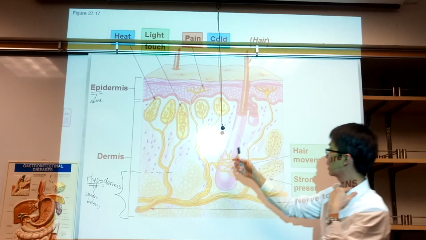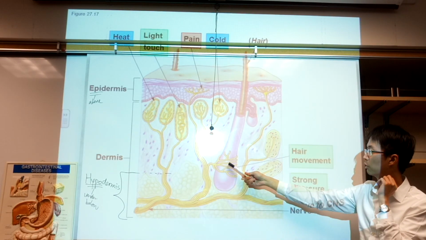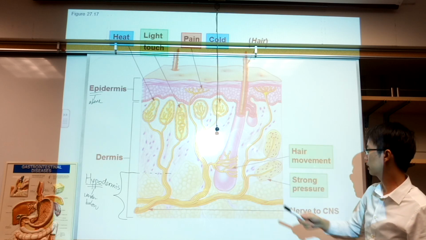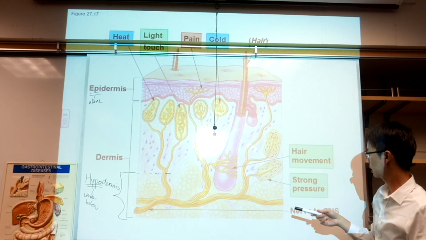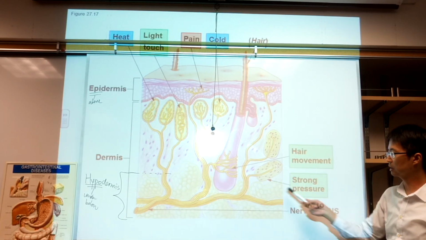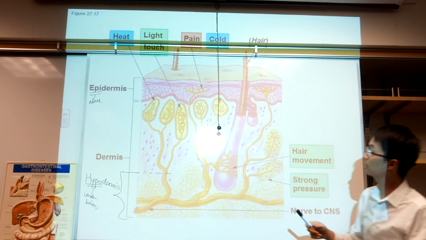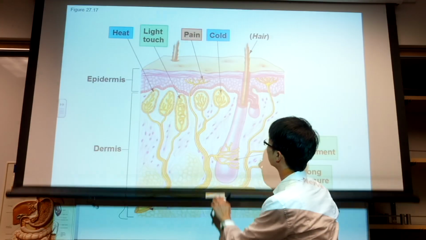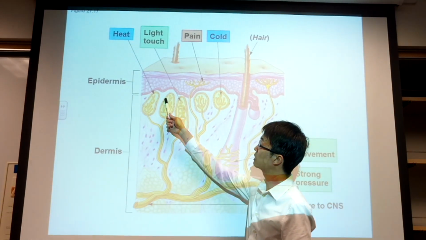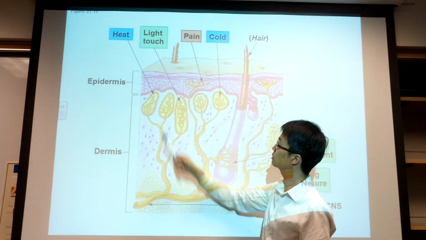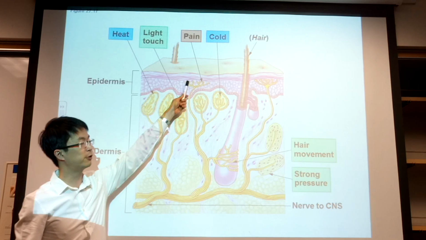And then we have a hair. This is the hair, and then you have some nerve endings at the hair follicle. They detect the touch of the body hair. And then we have this touch receptor that senses strong pressure. This is called Pacinian corpuscles. And then we have this light touch receptor, which we call Meissner corpuscles. The pain receptor is called a free nerve ending.